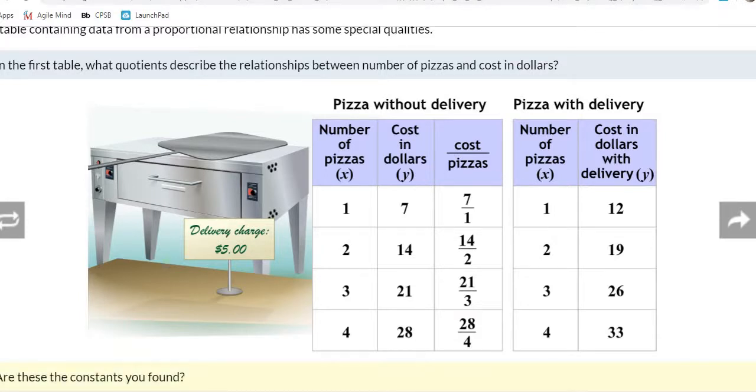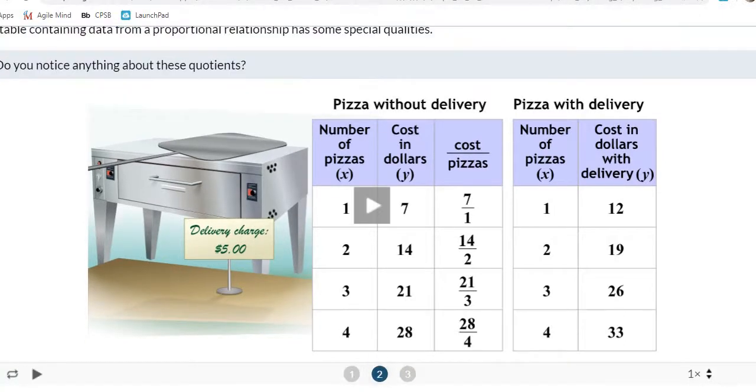What is unique about all of these quotients? Jonathan? Yeah, they all have the same quotient of 7 over 1. Do y'all agree? Yes. 14 over 2 simplifies to 7 over 1. 21 over 3 simplifies to 7 over 1. And 28 over 4 simplifies to 7 over 1. I like it. They all have equivalent quotients.